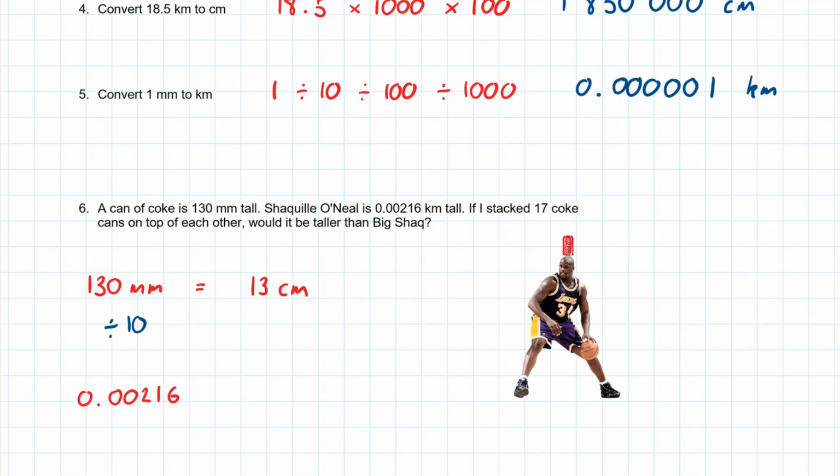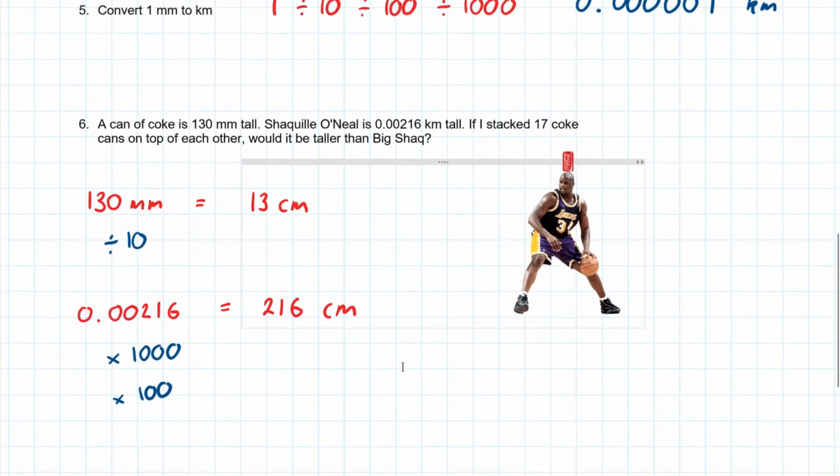Alright, so if we want to turn that into meters, so if we want to go from kilometers to meters, we need to times by 1,000. And then if we want to go from meters to centimeters, we need to times by 100. Okay, so if you do 0.00216 multiplied by 1,000 and then multiply by 100, you will get 216 centimeters. Which is actually true. This guy's massively tall. Alright, so now the question is much simpler because they're both in centimeters. Now we just got to say if we did 17 lots of this, is it going to be taller than 216? Let's have a look.